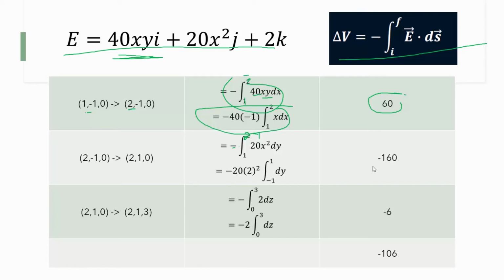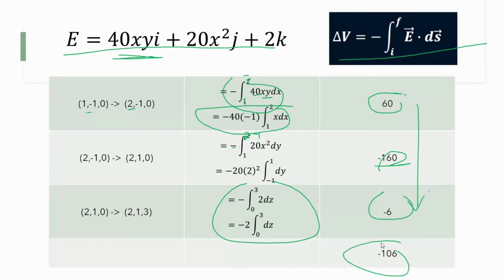Integral of dy, lalabas negative 160. Same goes here, lalabas negative 6. Add mo yan lahat, lalabas negative 106. So ibig sabihin, as you go from (1, -1, 0) to (2, 1, 3), bababa yung electric potential mo. So, mas mataas yung potential dito sa (1, -1, 0) kesa sa (2, 1, 3), kasi bumaba yung voltage as you go from there.